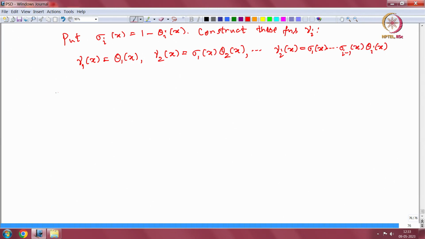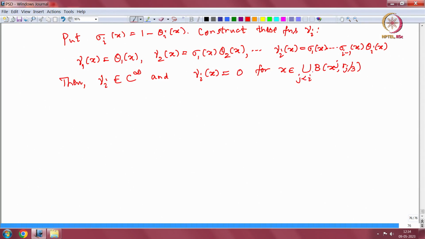Since each of these is a C infinity function, gamma i is a C infinity function, and by straightforward verification, gamma i of x is 0 for x in the union of the balls B(xj, rj/3) with j less than i, and also 0 for x outside the ball B(xi, ri/2).